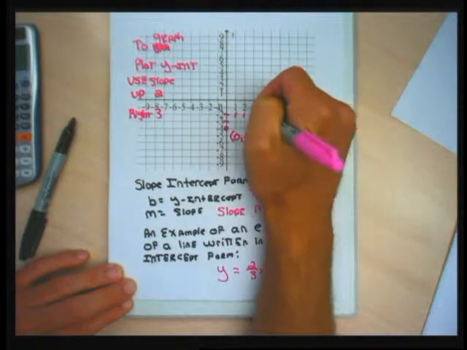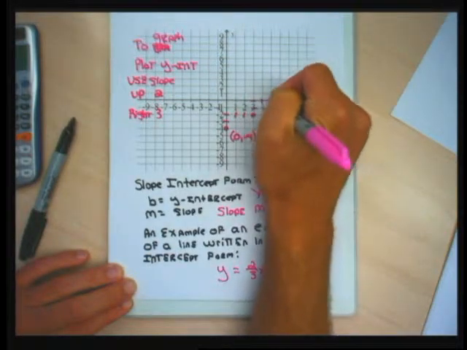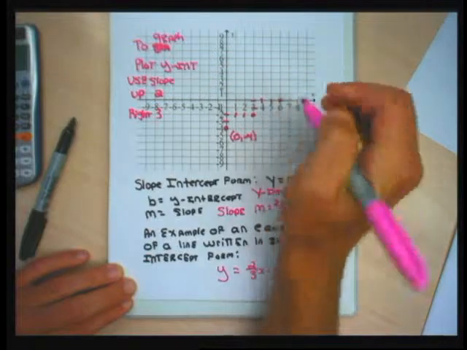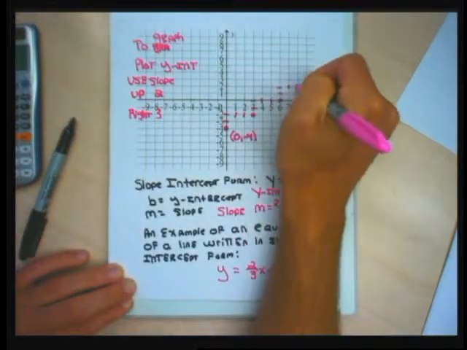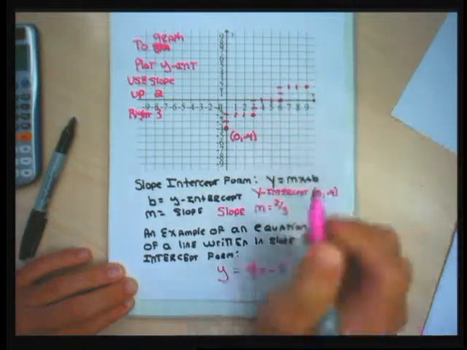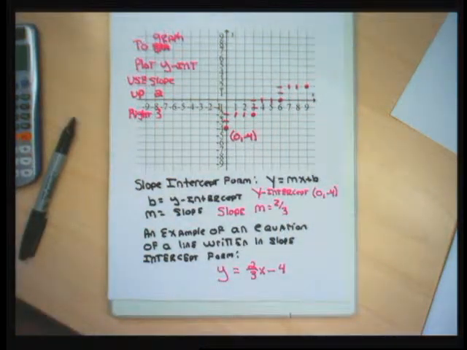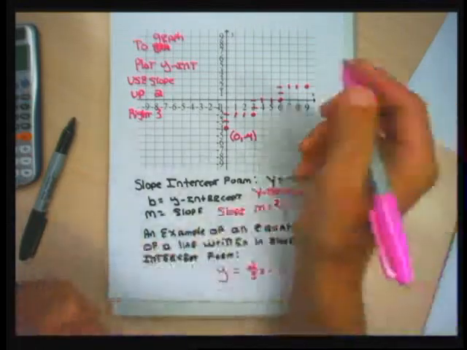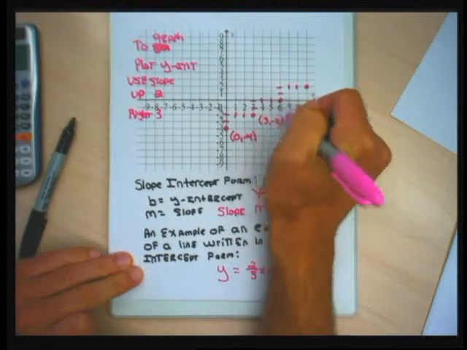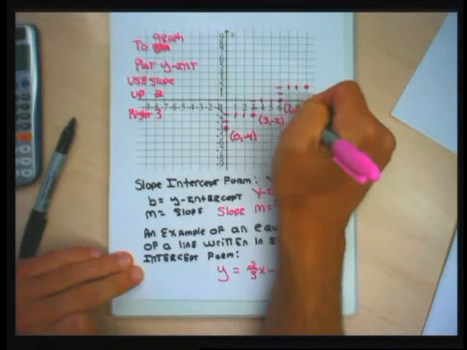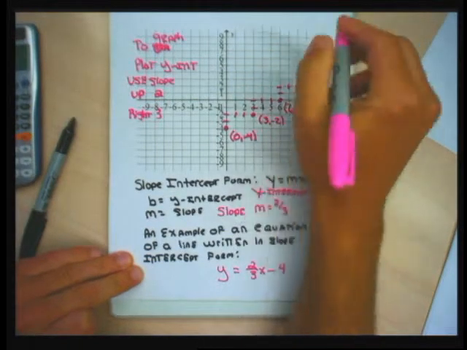So I'm going to do that again. I'm going to go up 2, right 3. I can go up 2, right 3 again. I could even do it again, but I'm kind of out of room. You'll see that every one of those points lies on a straight line. So I could label the points if I needed to. Here's the point 3, -2. This is the point 6, 0. This is the point 9, 2.